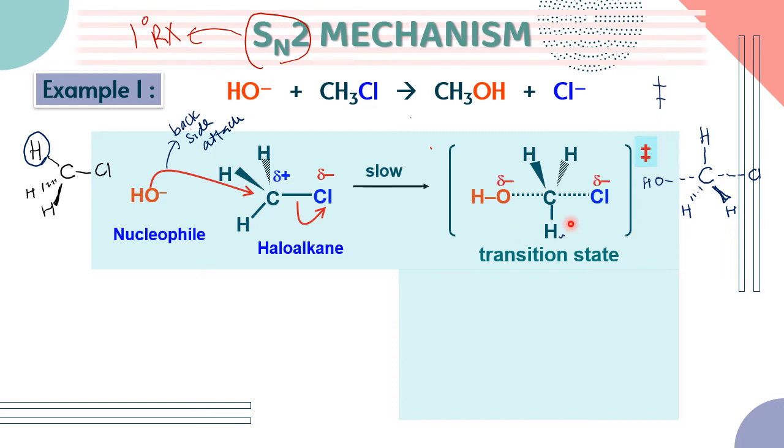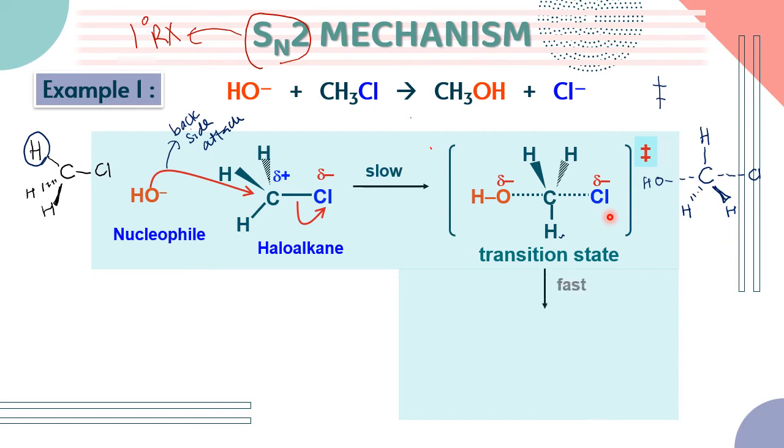So transition state, chlorine awak labelkanlah dia sebagai partially negative. Oksigen dekat sini pun partially negative. So kiranya dekat sini on the transition state, the 2 bonds yang nak dihasilkan dan yang nak putus, dua-dua adalah partially negative.